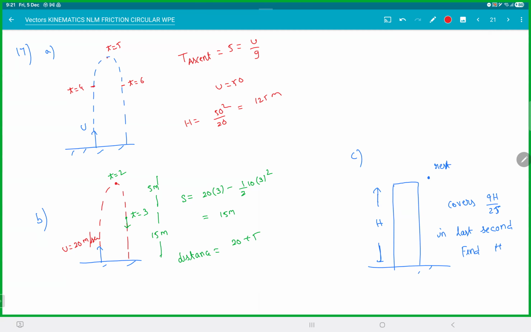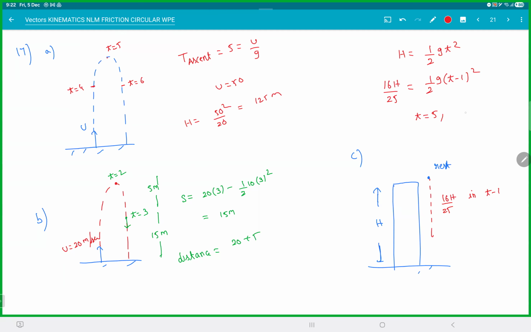What about this thing? In the last 1 second, if you're covering 9h by 25, that means in t minus 1, you're covering 16h by 25. Then we can use h is equal to half g t square, and 16h by 25 will be half g t minus 1 whole square. So let the total time be t. In time t, you covered h. In t minus 1, you will cover 16h by 25. From here, you can solve. You'll get t is equal to 5 and you get h is equal to 125. I remember the answer.